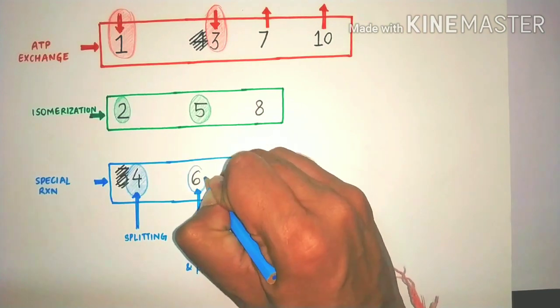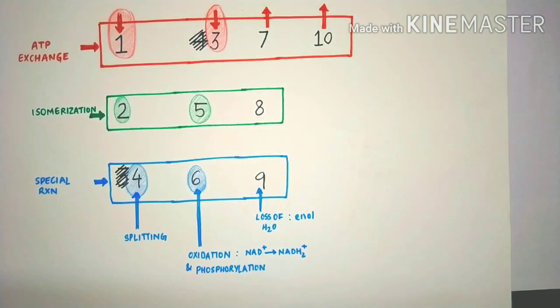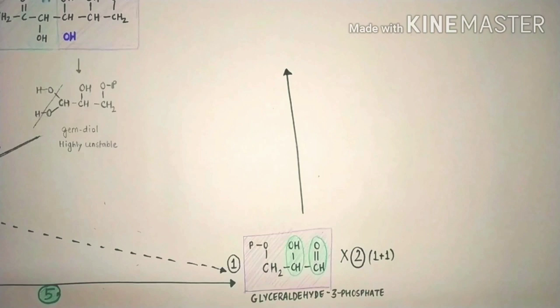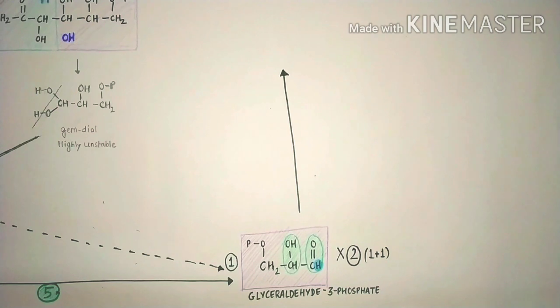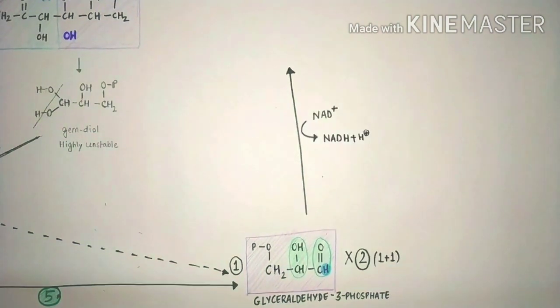Now, step 6, oxidation and phosphorylation. The aldehyde group is going to get oxidized to its acidic analog. As per the simplest definition of oxidation, that is addition of oxygen or removal of hydrogen, the hydrogen atom of the aldehyde group is removed and replaced by O. Here comes the role of NAD+ or nicotinamide adenine dinucleotide. It is a coenzyme. That means it works like an assistant to the enzyme.